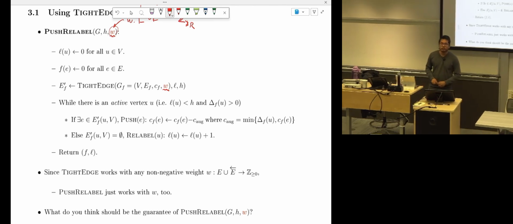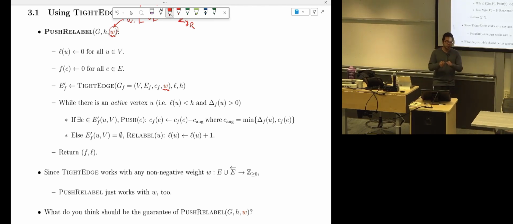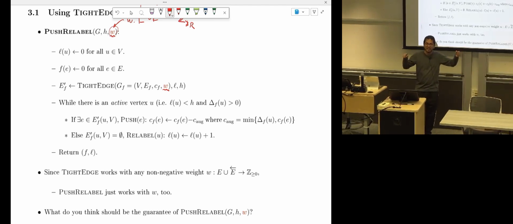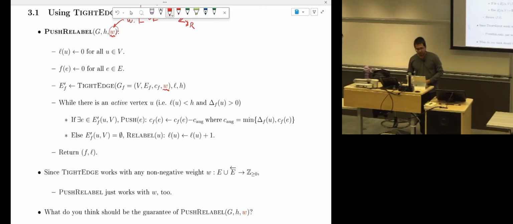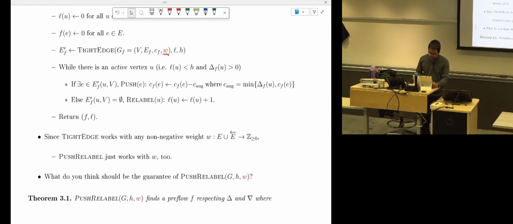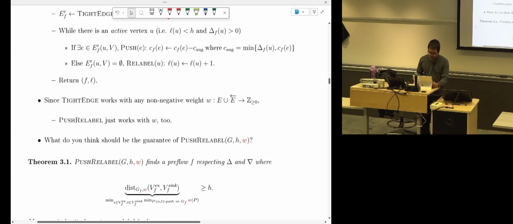Yeah, maybe you say, okay, we used to say that they are far in terms of number of edges, number of hops. Previously, the number of edges from excess to sink was at least h. But now that this is an arbitrary weight, maybe now it's the total weight that is at least h. And that's exactly what it will give. I claim that you're just going to get this, okay?